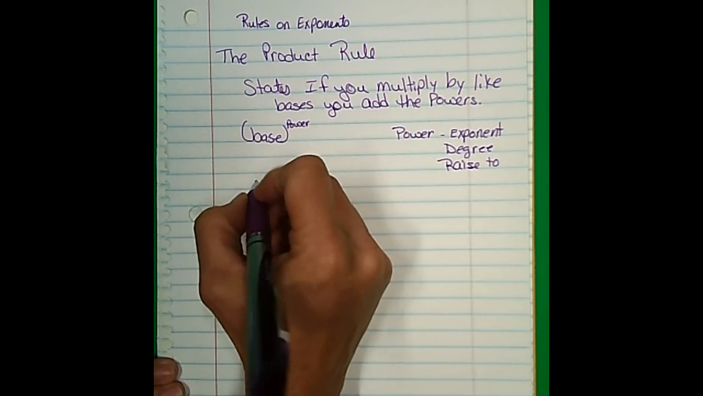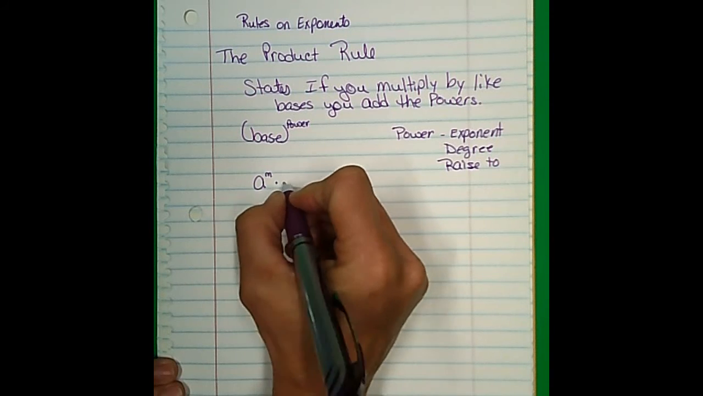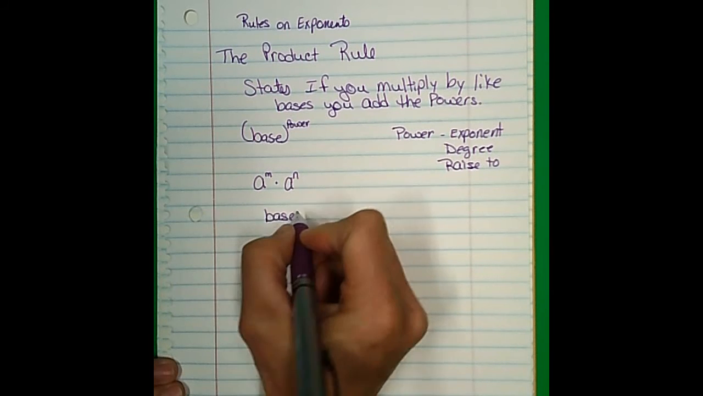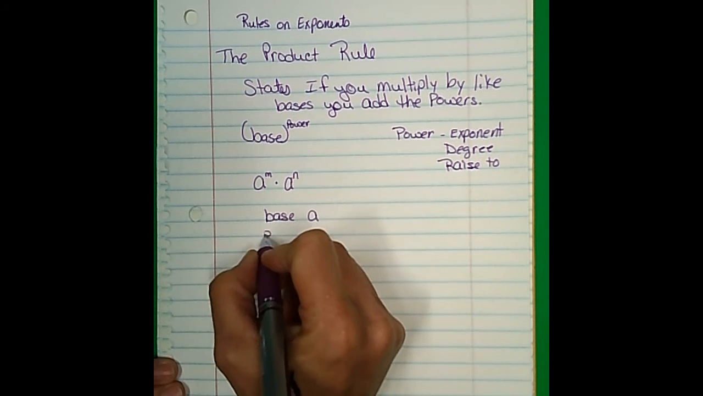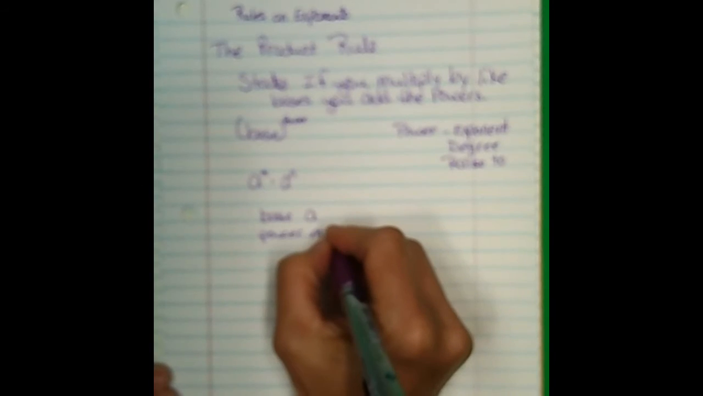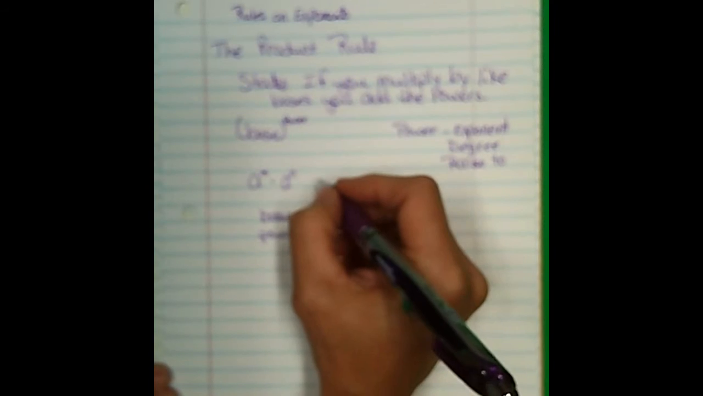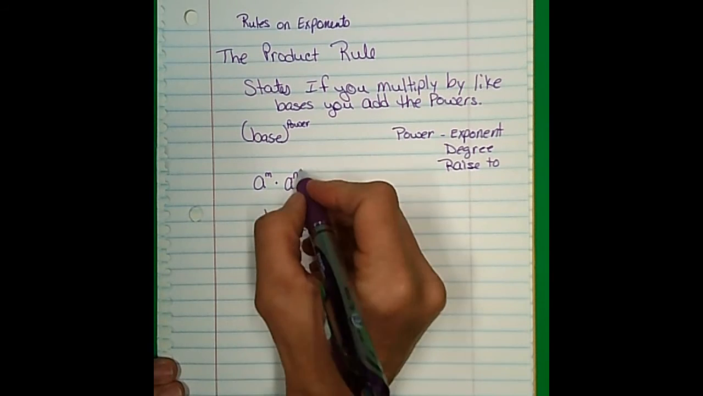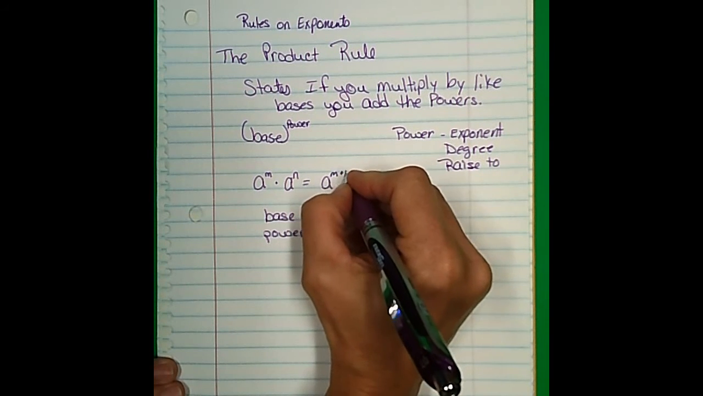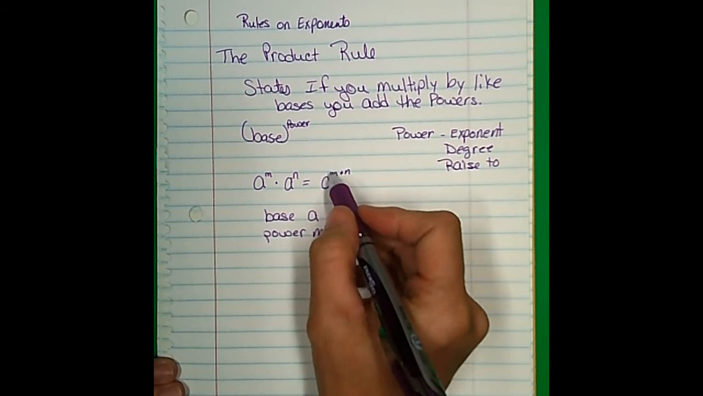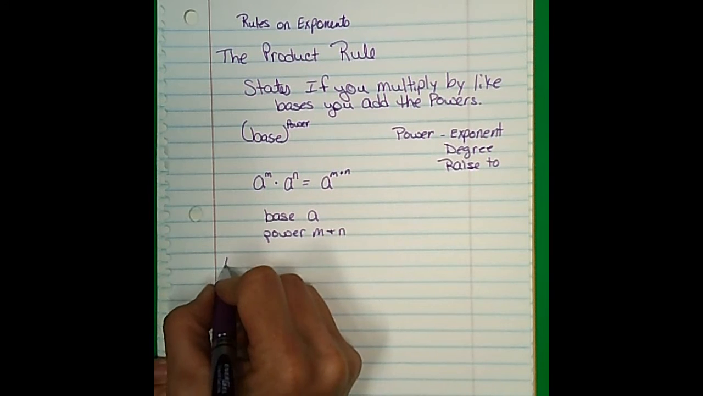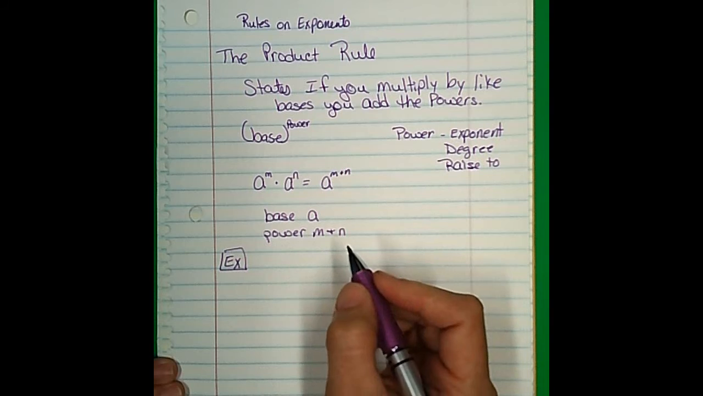So let's use an example of a raised to m times a raised to n. You agree the base here is a, and my powers here, or exponential or degree or raised to, is m and n. So since my bases are alike, do you agree a and a are alike? Then we can take it and write the base one time, and we can take the powers and add them together. Well, we are done with this answer because we don't know the value of a, m, and n. But let's use an example where we at least know the value of the power.